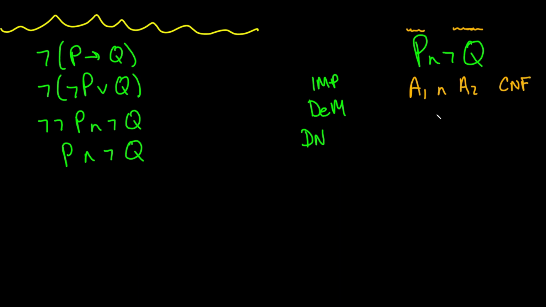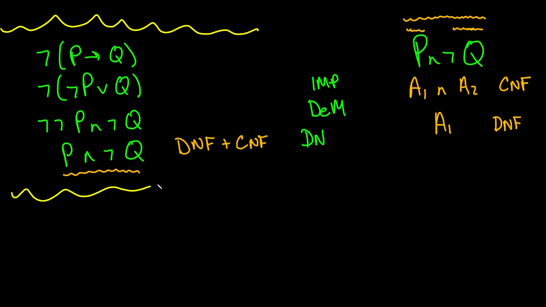The second thing to note is that this whole formula here is an elementary conjunction. It is a conjunction of literals. And if you have just a conjunction of literals, that is a single elementary conjunction, then the formula is in disjunctive normal form. So this formula, P and not Q, is both in disjunctive normal form and in conjunctive normal form. Let's look at another example.